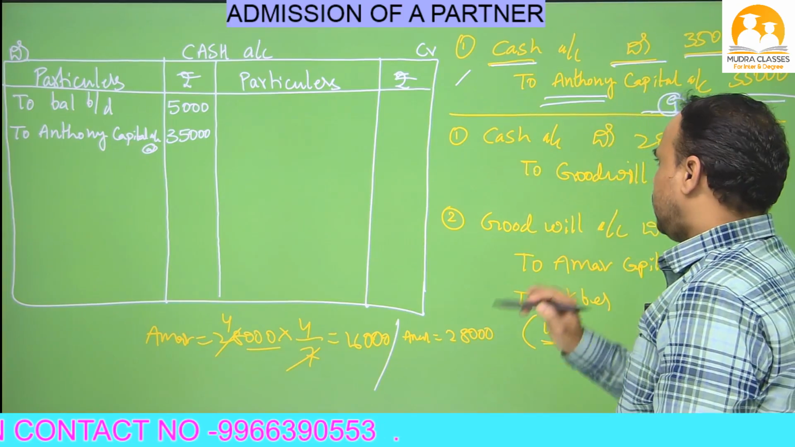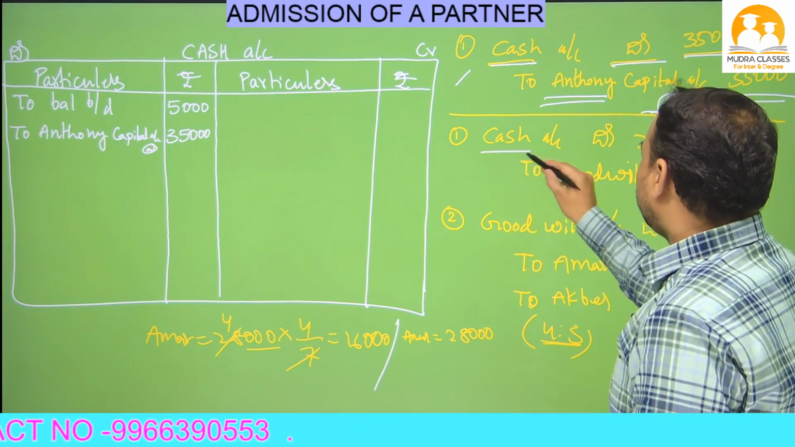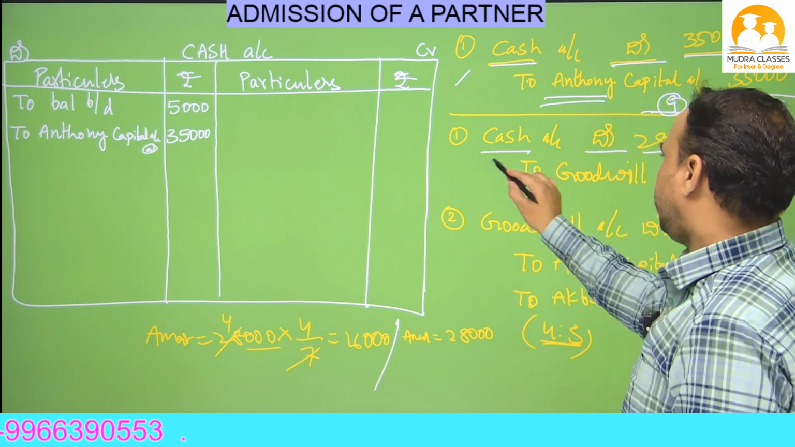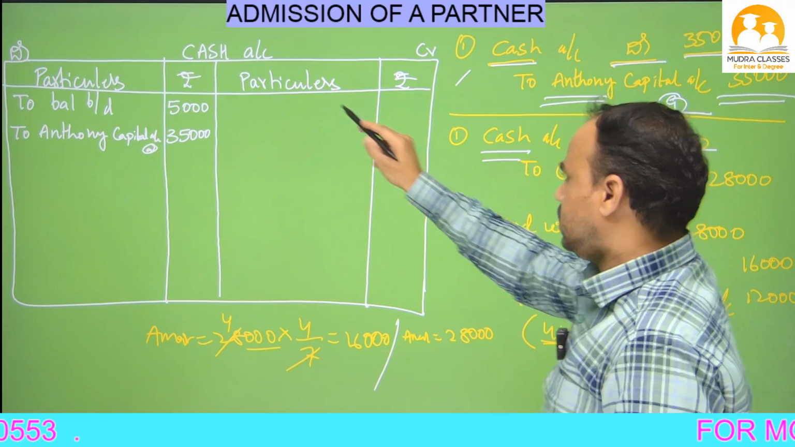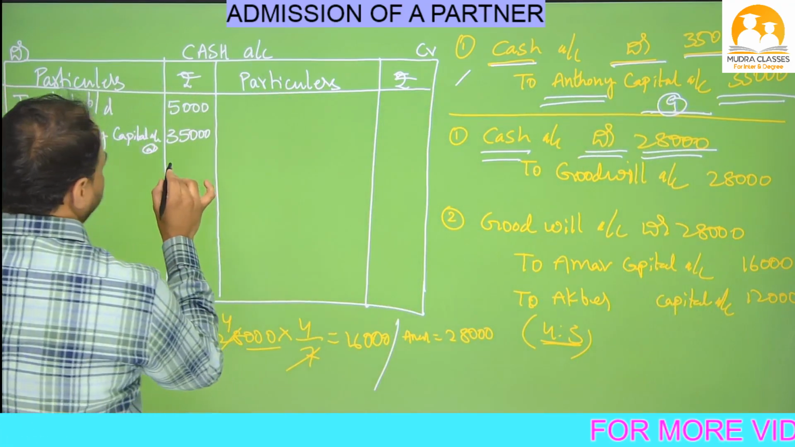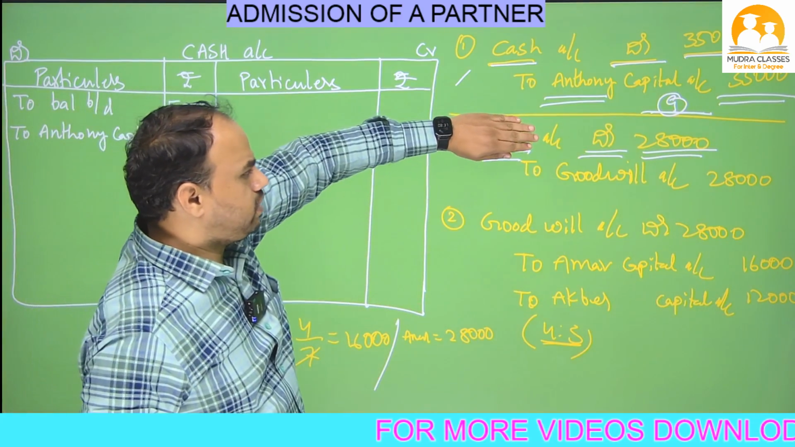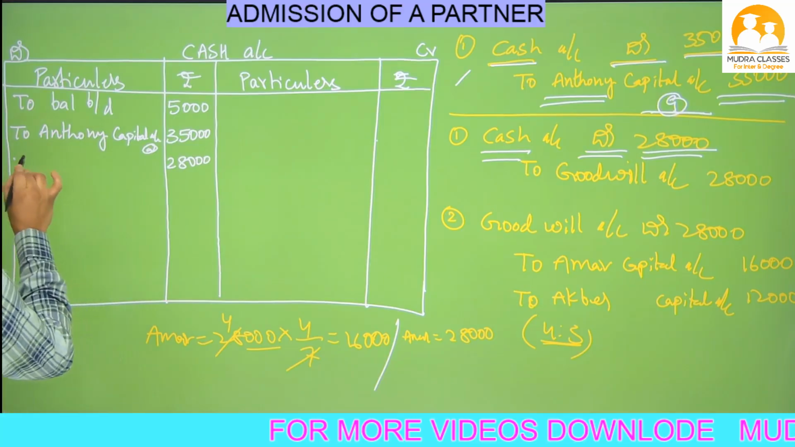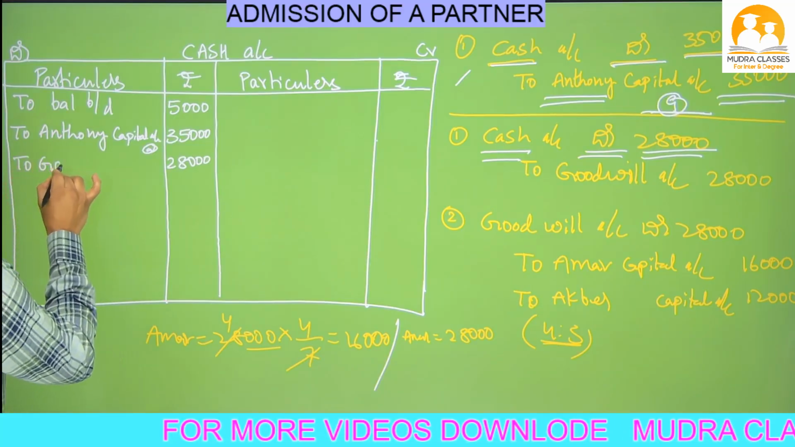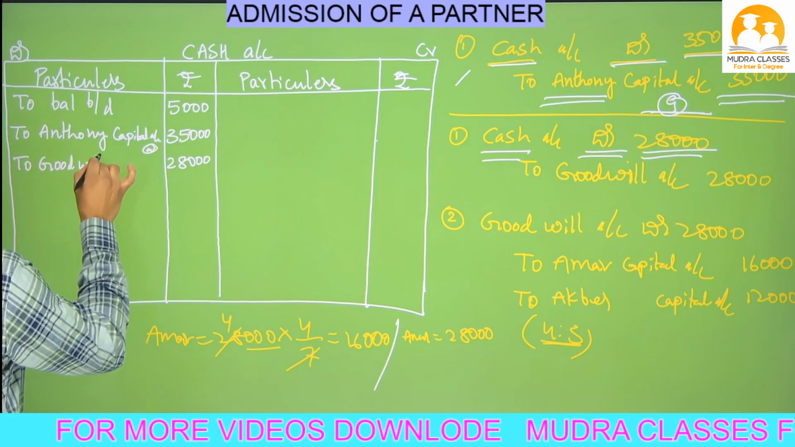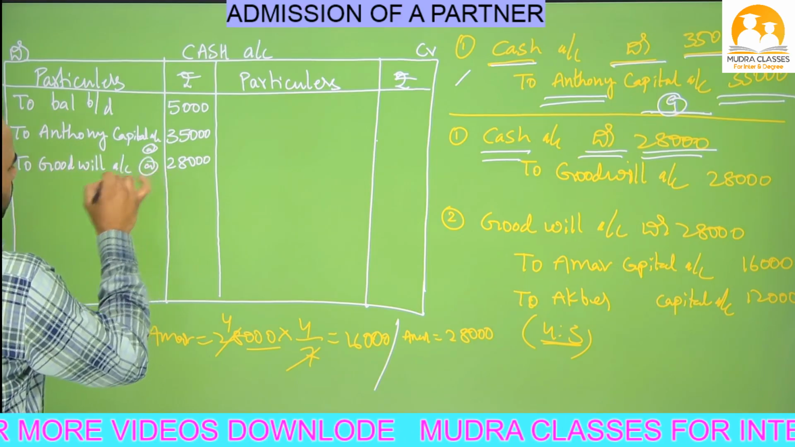Now see the second journal entry. Write in cash account debit side 28,000. This is the cash account, this is the debit side. So I written 28,000. Okay, close this cash beta. What is opposite? Goodwill account. So write down here to goodwill account. This is also adjustment number A.